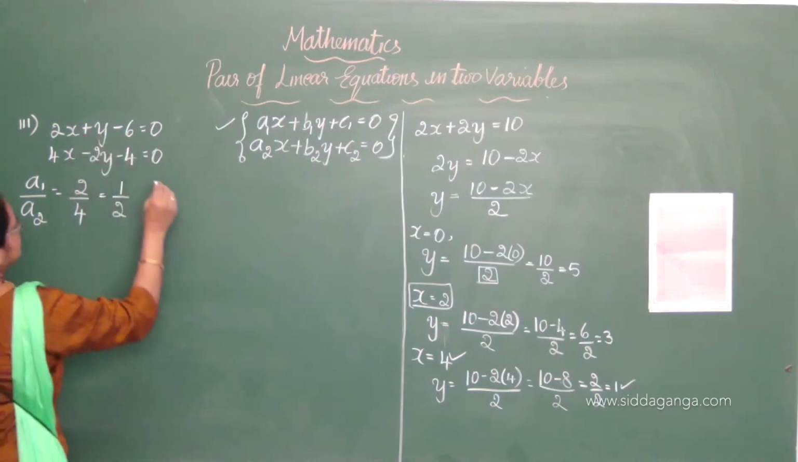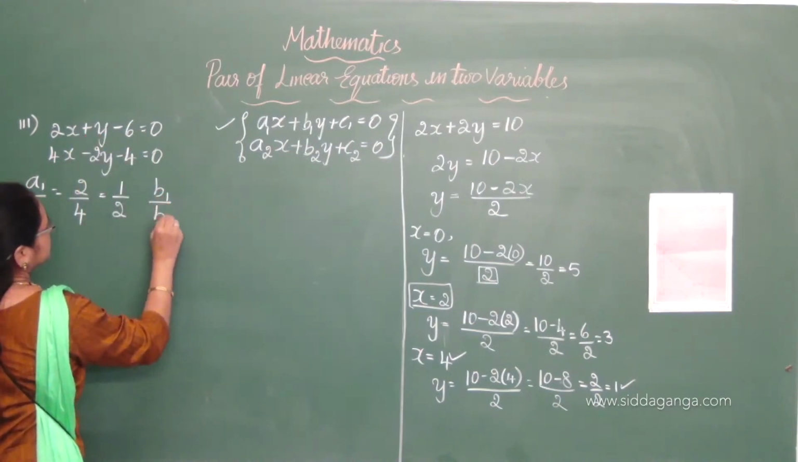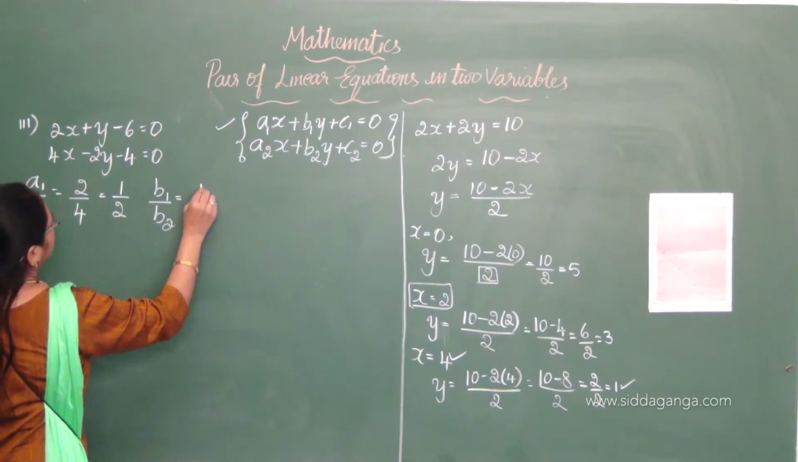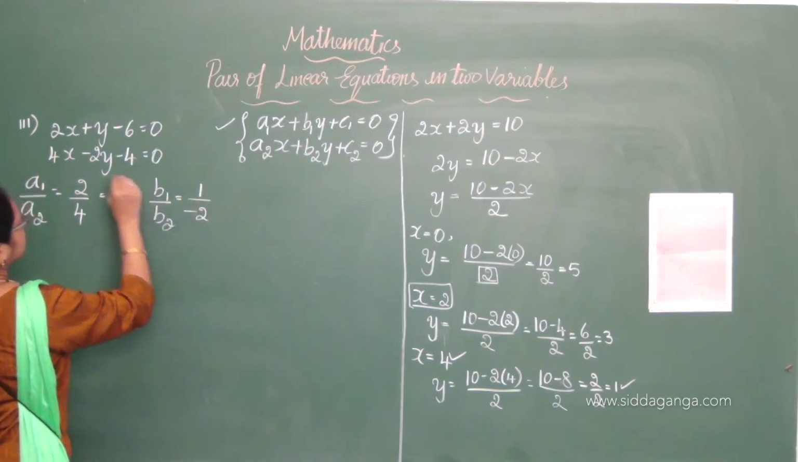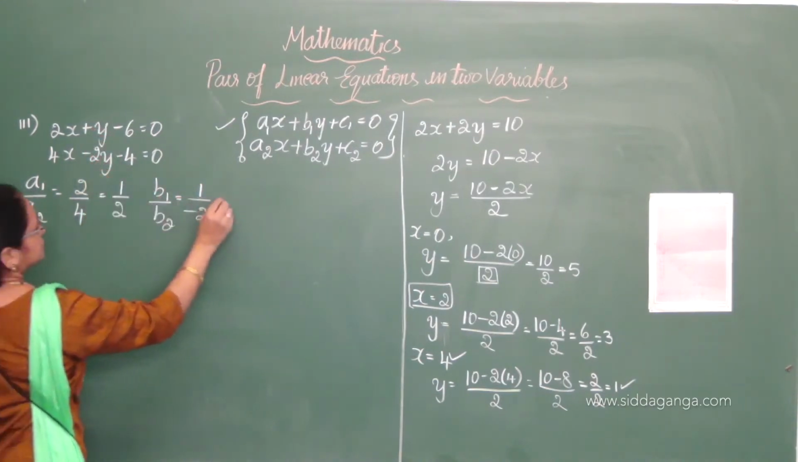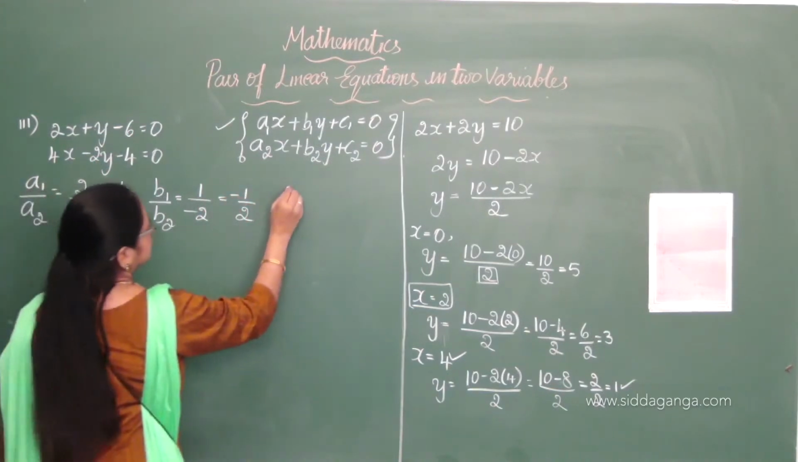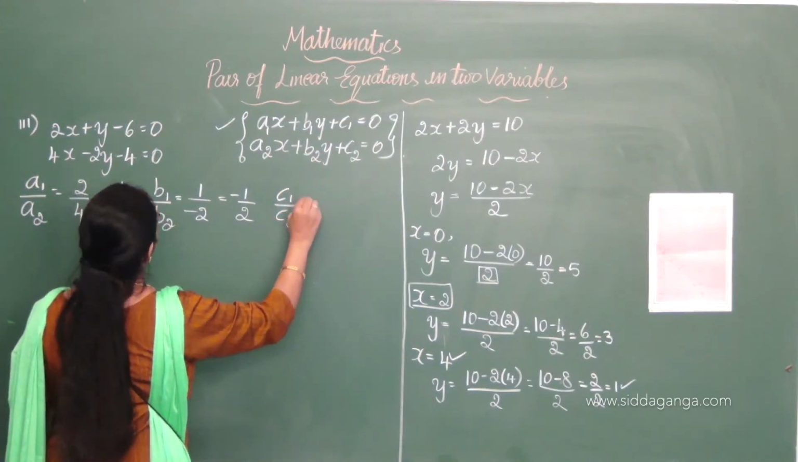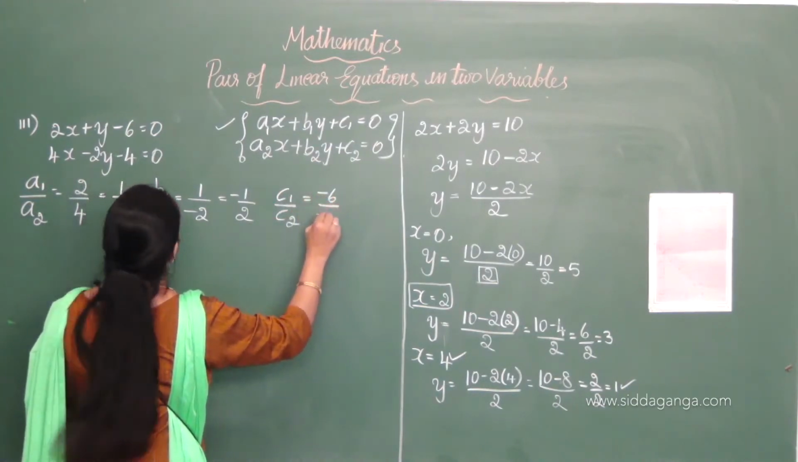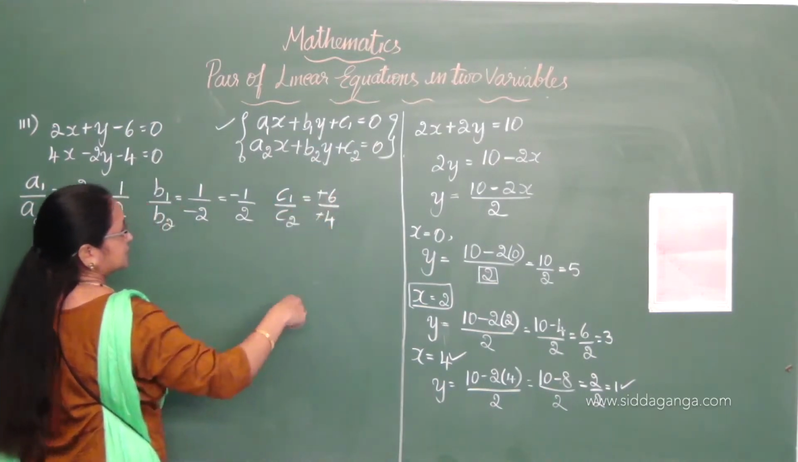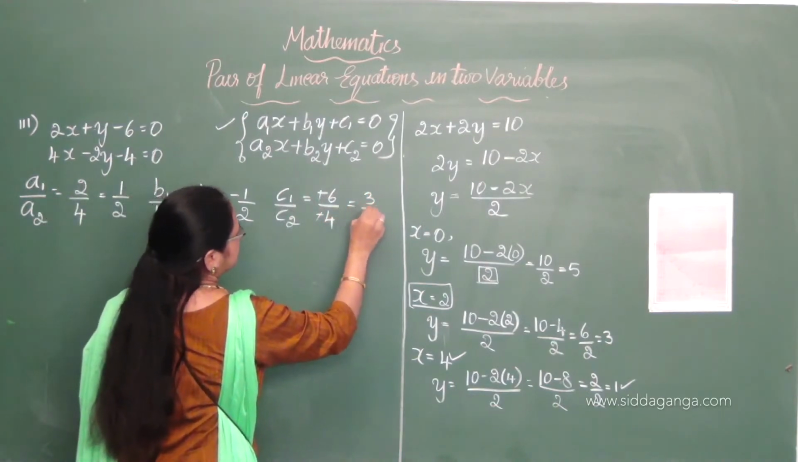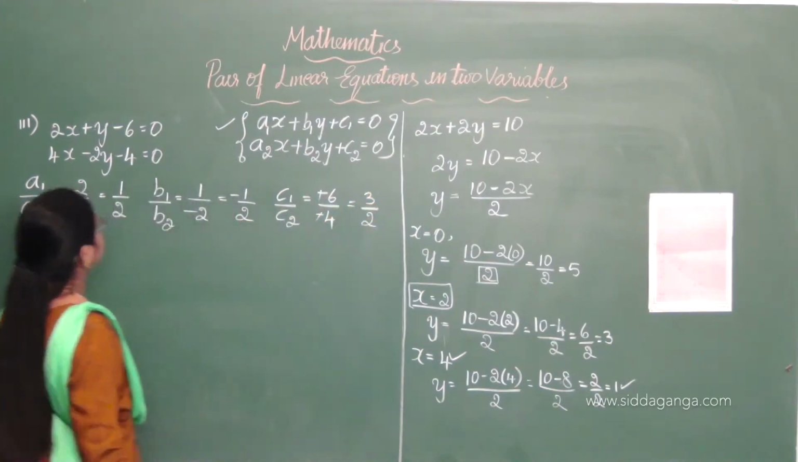Next, b1 by b2, 1 by minus 2, see here 1 by minus 2, so this is minus 1 by 2. Next, c1 by c2, c1 by c2 is minus 6 by minus 4, minus minus gets cancelled, 2 3s are, 2 2s are, so 3 by 2.